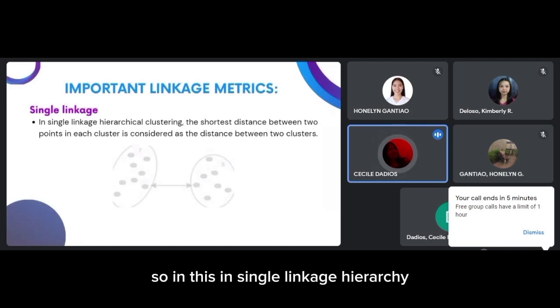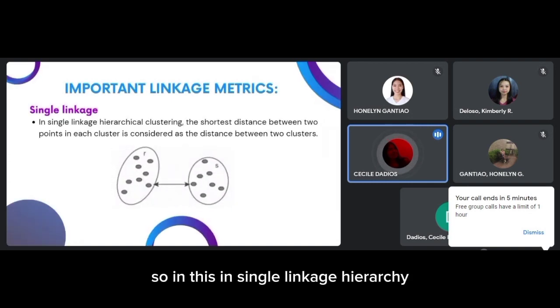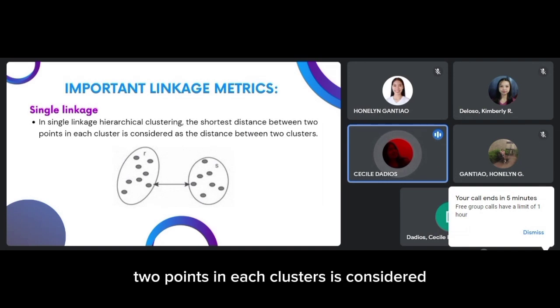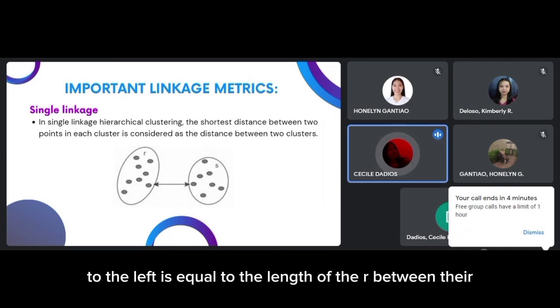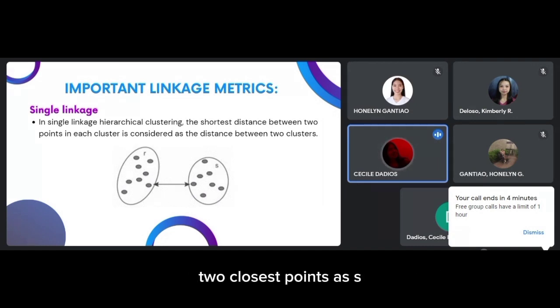single linkage. In single linkage hierarchical clustering, the shortest distance between 2 points in each cluster is considered as the distance between the two clusters. For example, the distance between the two clusters R and S to the left is equal to the length of the arrow between their two closest points, as shown in this figure 7.13.